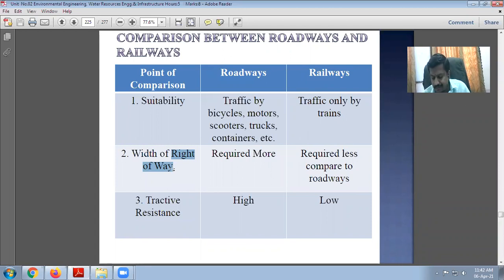The area of land required for construction. Okay, in simple words, can anybody explain? It acts as emergency lane. No, no, no. The right of way I am discussing. Emergency lane is nothing but your shoulders. Okay, not the right of way.